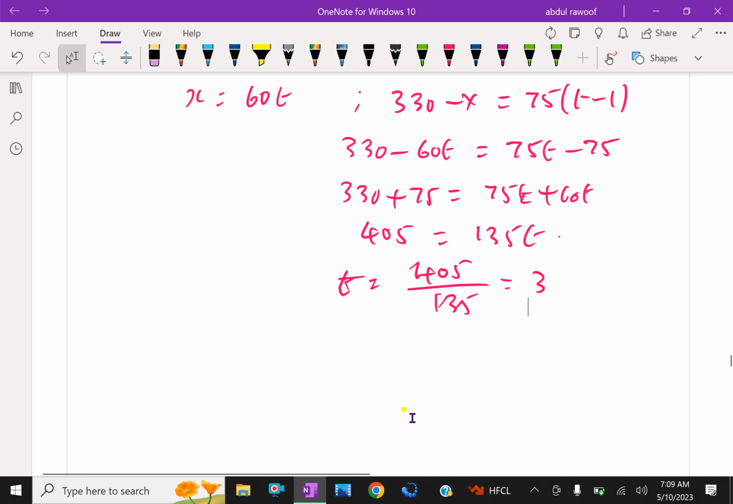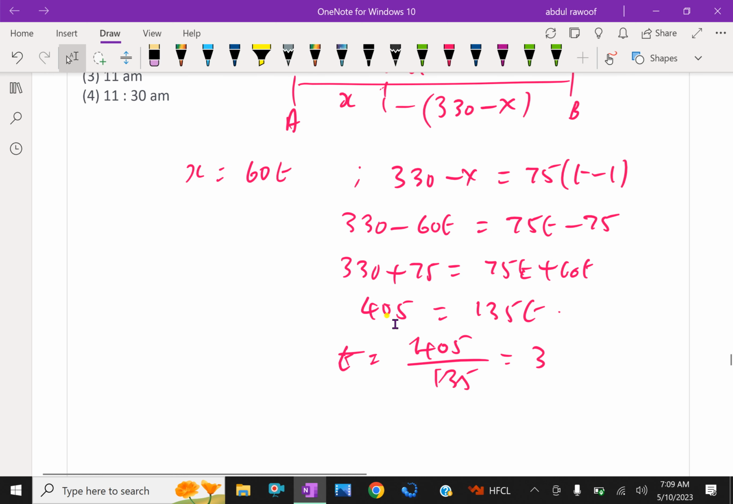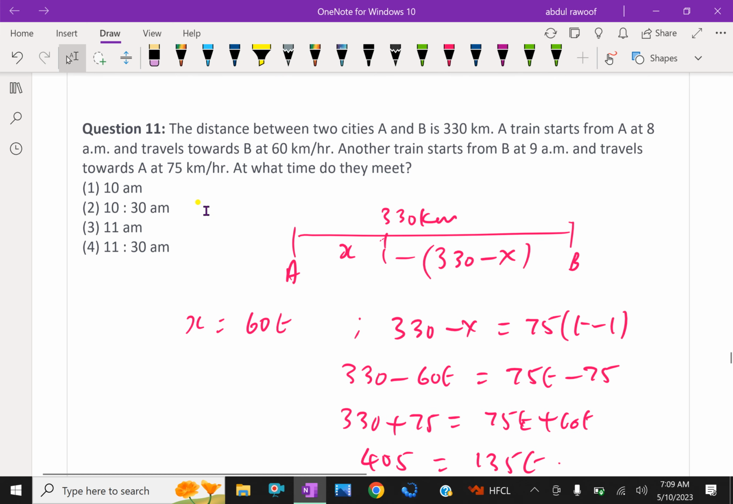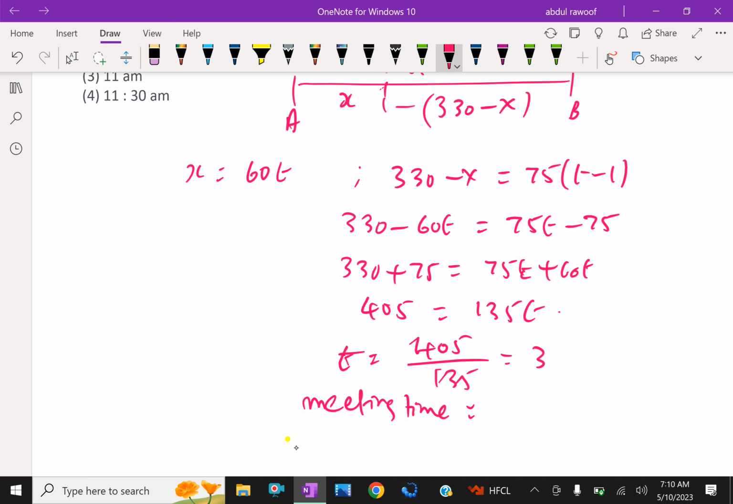Therefore, the time of meeting is, because the starting time is 8 a.m., and adding 3 hours, they meet at 11 a.m. So meeting time equals 8 a.m. start and 3 hours, they meet at 11 a.m.